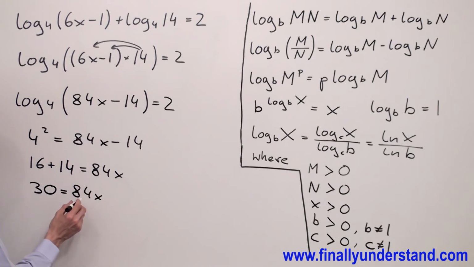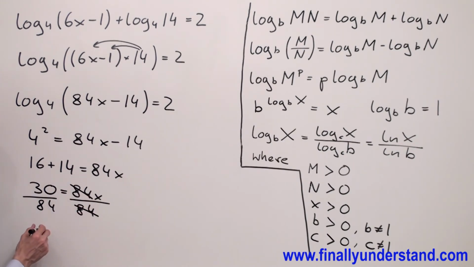In order to find the value of x, we have to divide both sides of the equation by the coefficient of x, by 84. 84 and 84 will cancel out, and I'm going to have 30 over 84. 30 and 84 we can reduce by 6. 30 divided by 6 is 5, and 84 divided by 6 is 14. So x is equal to 5 over 14.